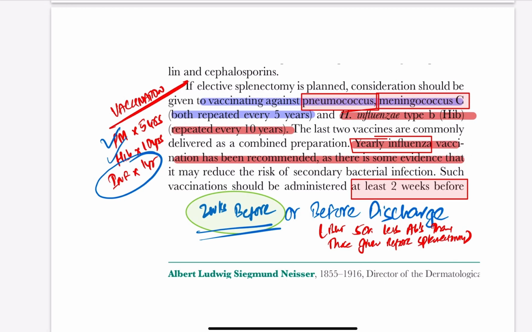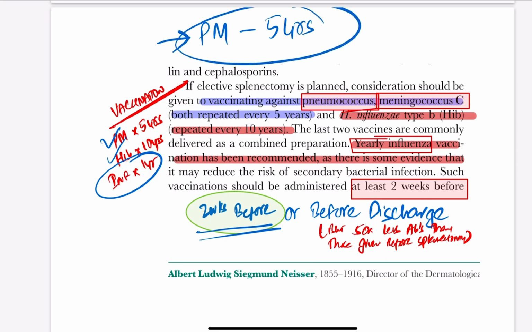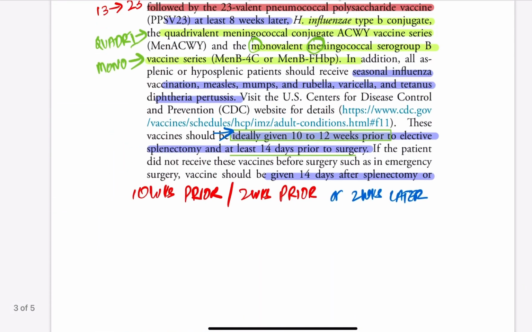And apart from that, for how frequently these vaccines have to be repeated, here is a simple mnemonic. For pneumococcus and meningococcus, you need to repeat them every 5 years, just like the elections in India. The PM is elected every 5 years. So just remember with this mnemonic: pneumococcus and meningococcus 5 yearly, Haemophilus influenzae 10 yearly, and influenza flu vaccine annually. So these are the points mentioned in Bailey and Love.